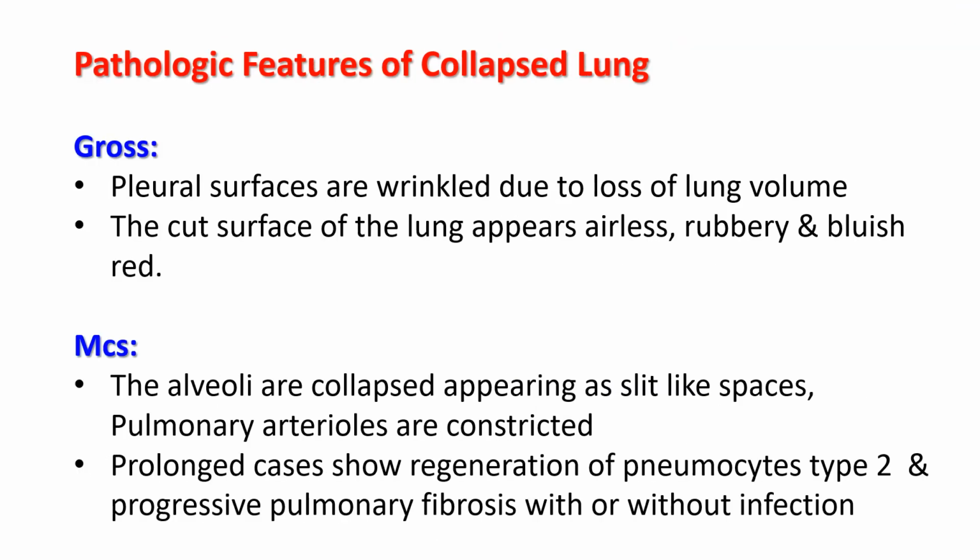The gross picture of the collapsed lung. The pleural surfaces are wrinkled due to loss of lung volume. The cut surface of the lung appears airless, rubbery, and bluish in color. The microscopic picture of the collapsed lung. The alveoli are collapsed, appearing as slit-like spaces. The pulmonary arterioles are constricted. In prolonged cases, there is regeneration of pneumocytes type 2 and progressive pulmonary fibrosis with or without infection.